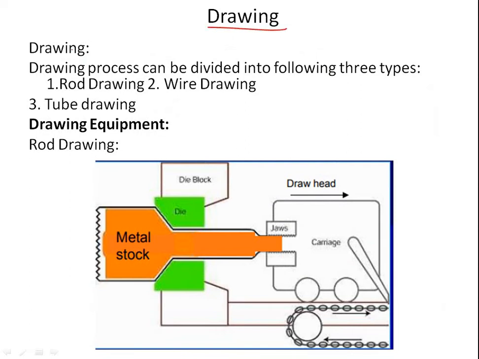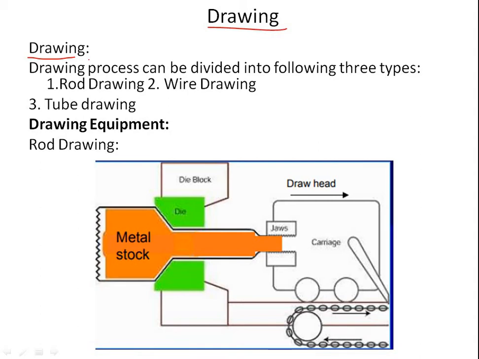Next, drawing. First of all, we'll discuss what is drawing. Drawing is a metalworking operation and generally refers to the process of producing wires, rods and tubes. Drawing is a cold working process, and in the process deformation takes place by the application of tensile forces. It involves pulling the material to be drawn through a hole in a hard steel or carbide block termed a die, and reduces the diameter of the material.